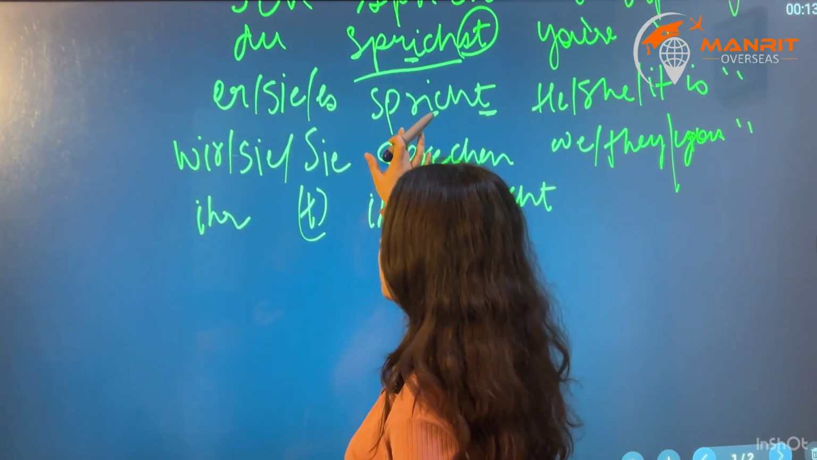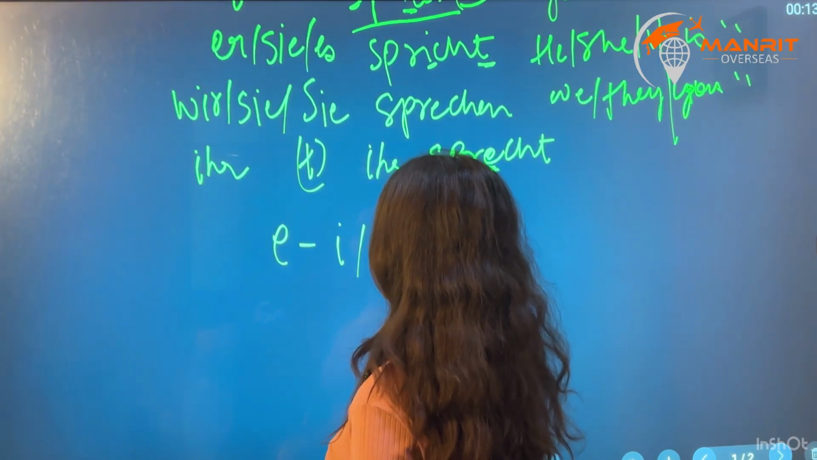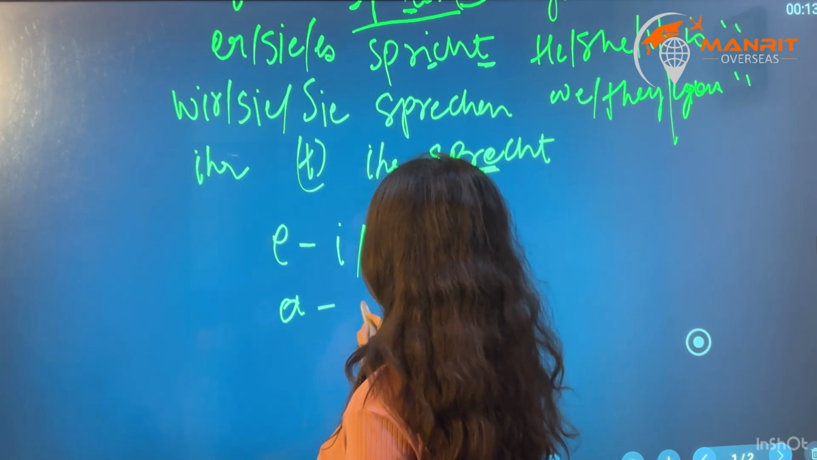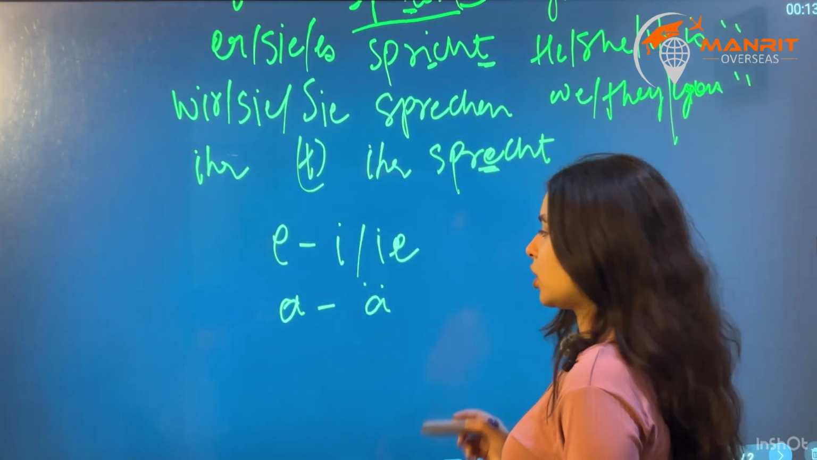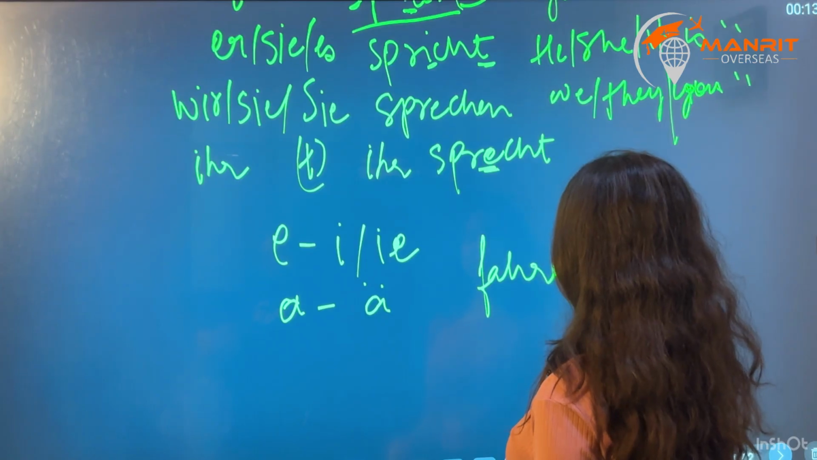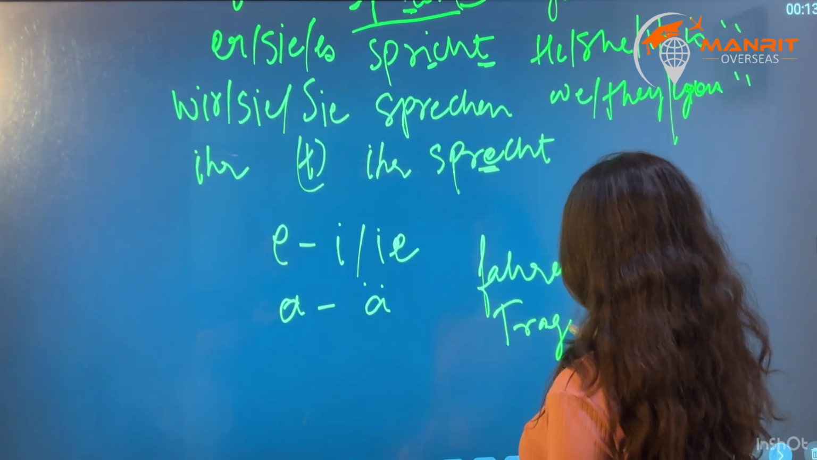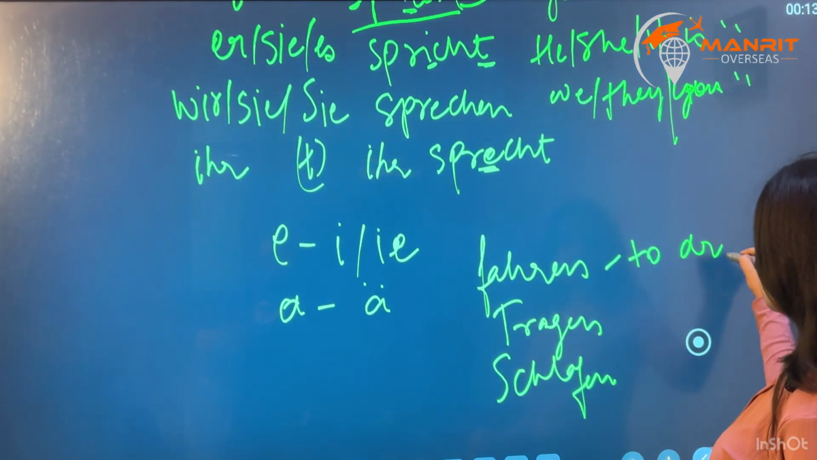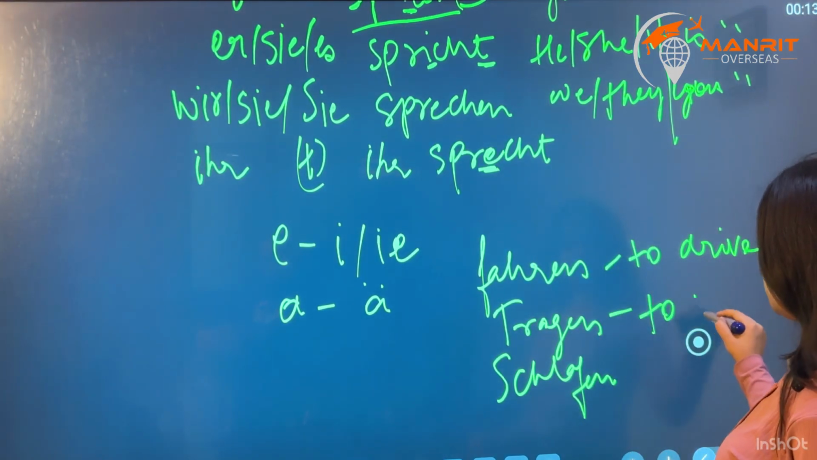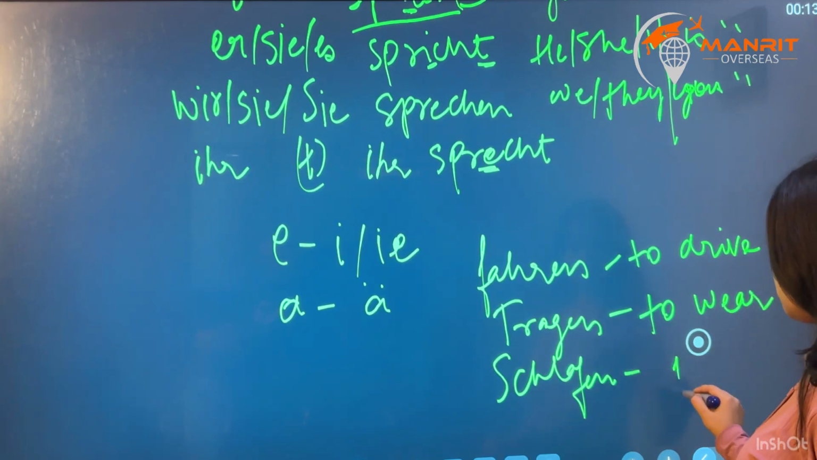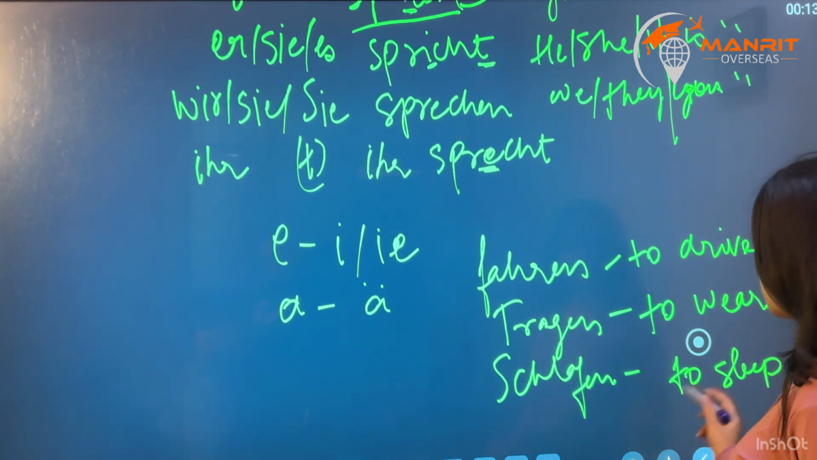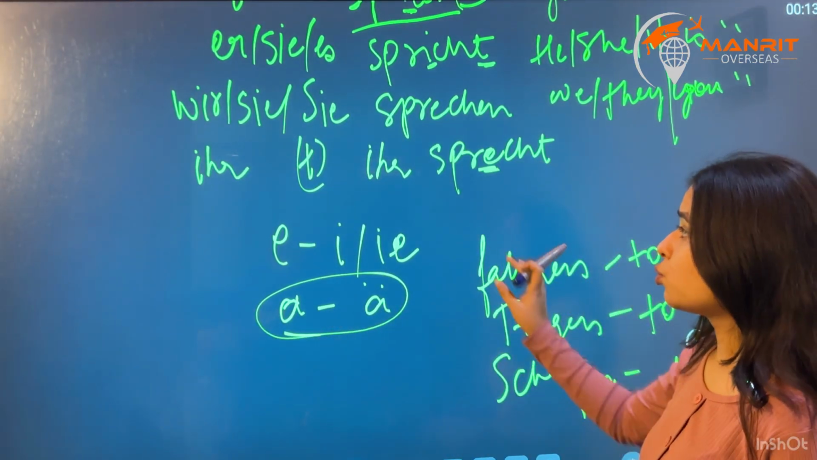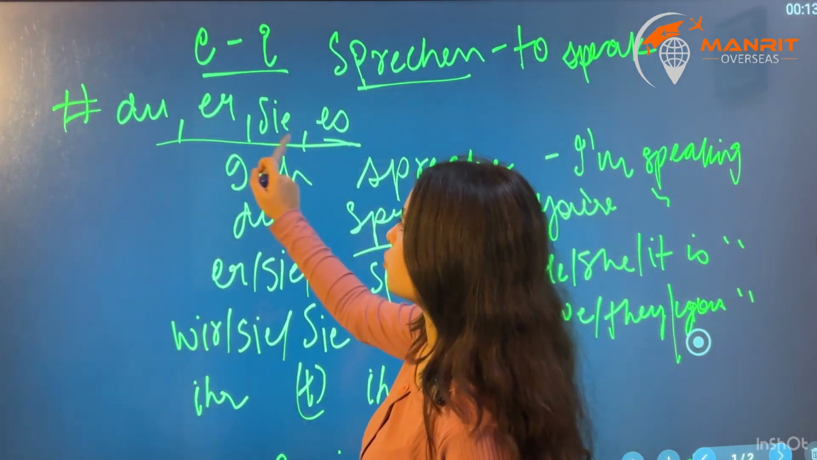And similarly, like I showed you, there is the rule of e to i or ie in irregular verbs. You have another rule where a changes to an umlaut. For that you have a few examples: fahren, tragen, and schlafen. Fahren means to drive, tragen means to wear or carry, and schlafen means to sleep. All these verbs follow the same rule where a changes to an umlaut, and this rule is again applied only to these four conjugations, okay?